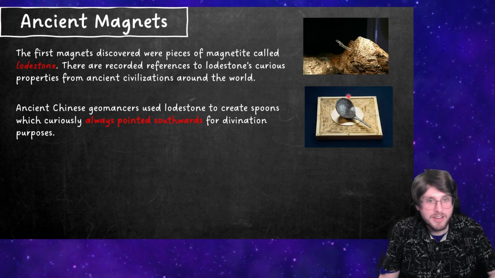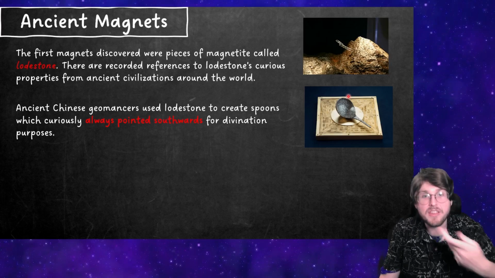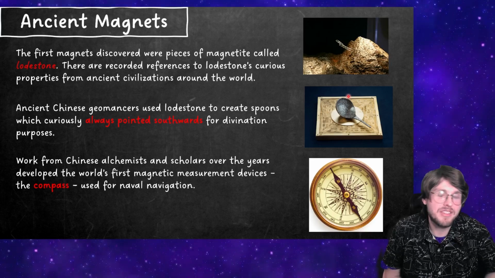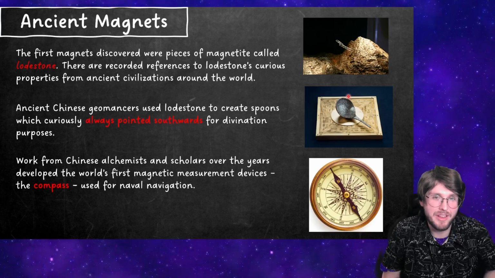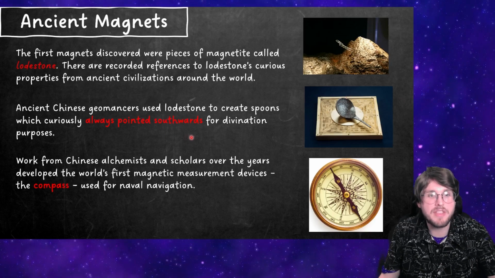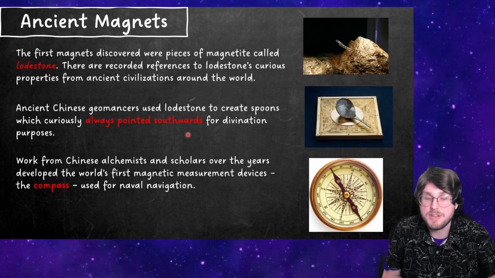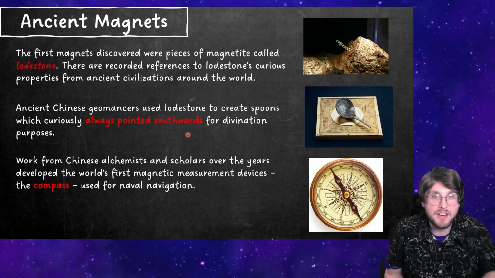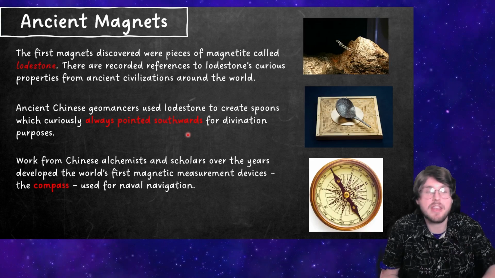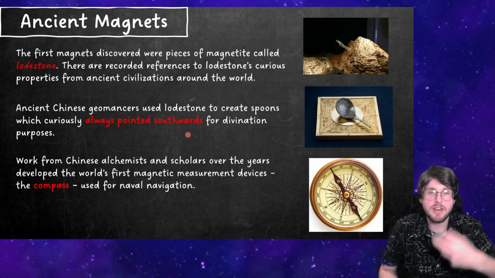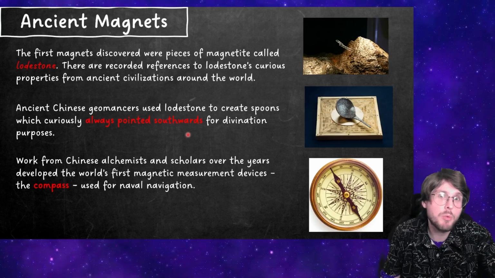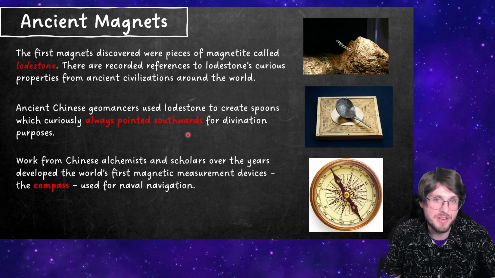But centuries later, as people started to study this a little bit more, alchemists and scholars in China realized that this could be a pretty useful tool if designed correctly. And so through this really fine instrument, they created the world's first magnetic measurement device called the compass. This device was invaluable back then for naval navigation, especially if you needed to navigate when you didn't have, let's say, the sun due to cloud cover. The compass really was one of the world's original precision measurement devices.